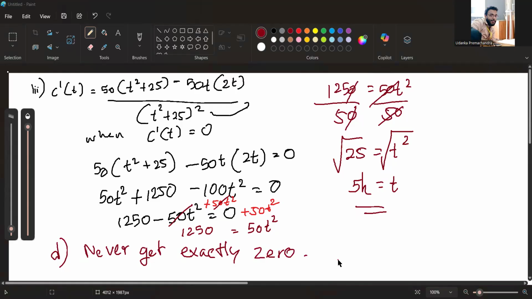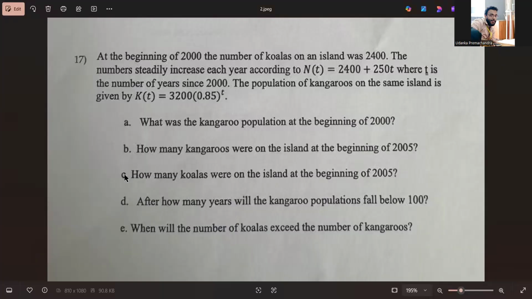Can you try the 17th question also? I'll share it for you. Please try, I'll give 5 minutes of time. Yes, try it.